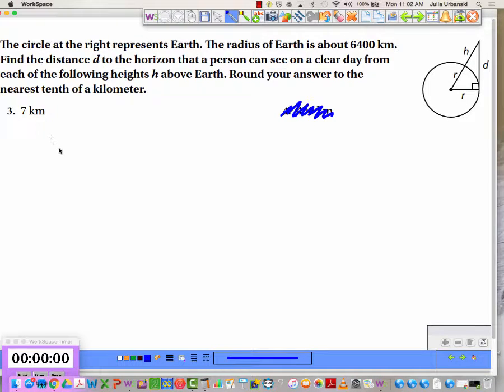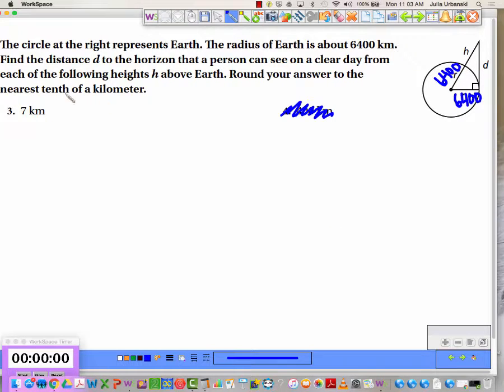For number 3, the circle at the right represents the Earth. The radius of the Earth right here is about 6,400 kilometers. So, write 6,400 right here and 6,400 right here. That's a 4, not a 9 up there. Then we're going to put in whatever other information we know. 6,400.